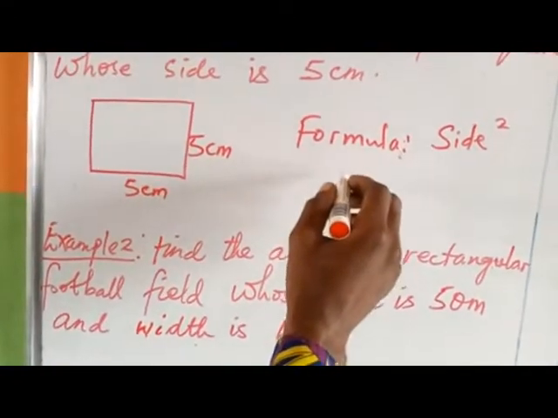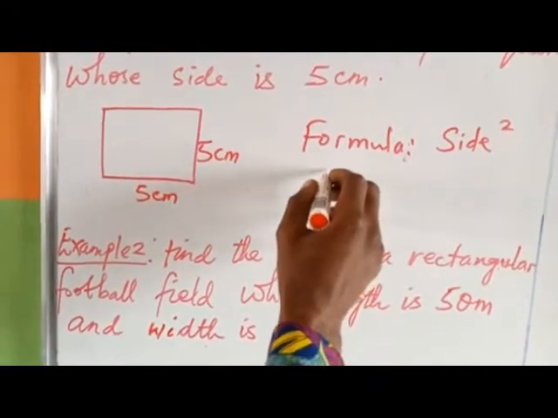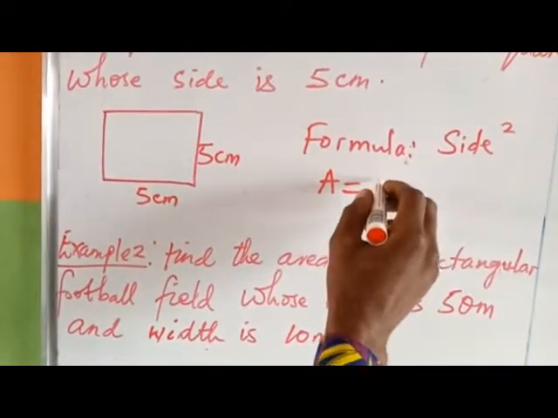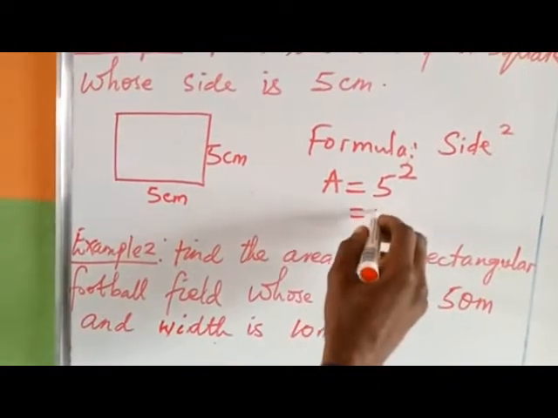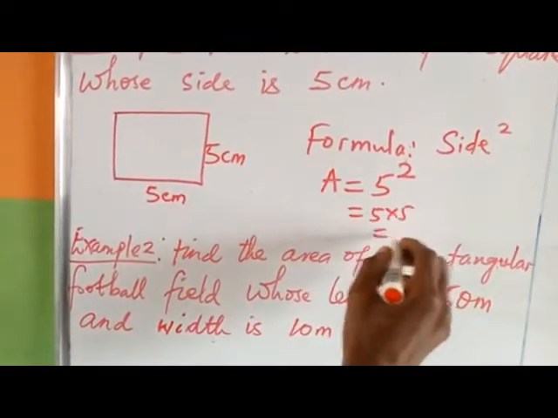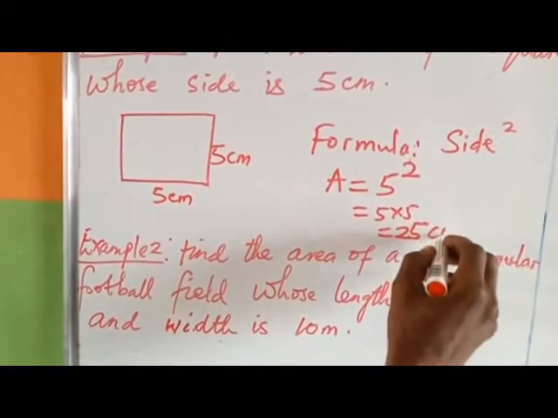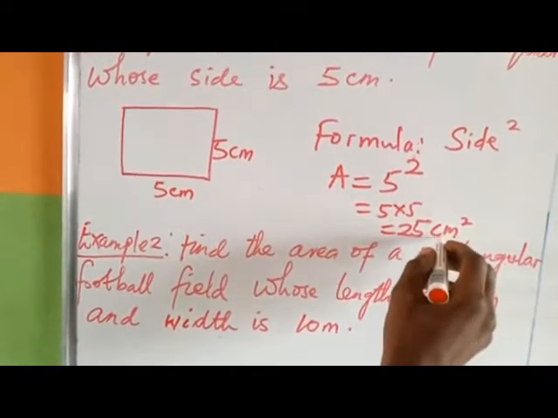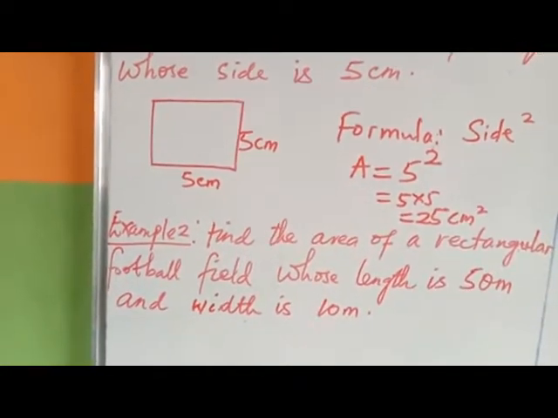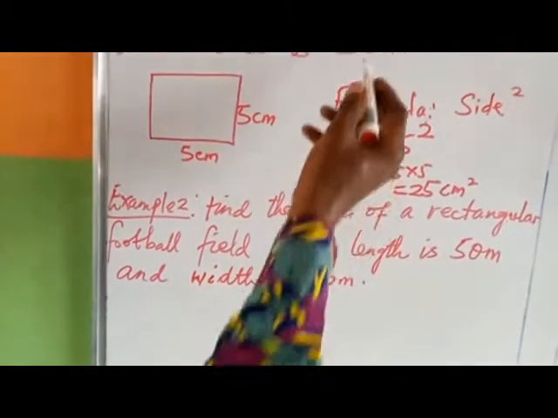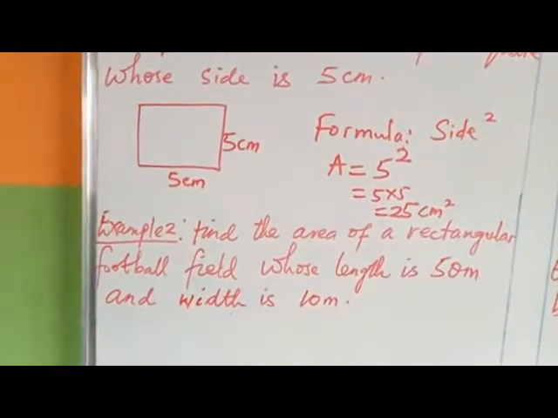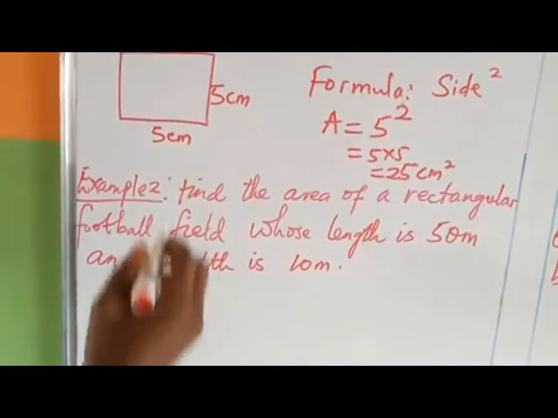So we now say, let's say the area now will be equals to 5 squared. So 5 squared means 5 times 5, which is 25 centimeter square. The centimeter square is the unit for finding the area. If it was meter, you would have said 25 meter square, as the case may be.